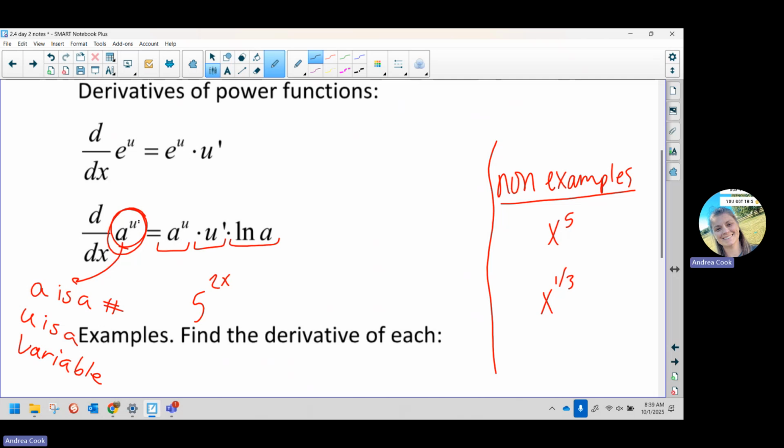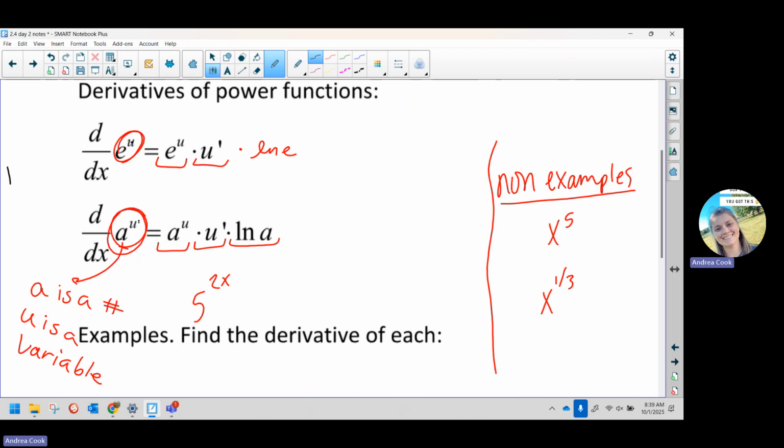e to the u is the same thing. We had already done e to the x, and that was the simplest version. But what if you had an x squared up here, or something more complicated than just x? It goes 3 parts again. e to the u, u prime. At the end, there's an ln e, but we're not going to write it because that comes out to be 1. I'm showing you that so you can find the similarities between these two because you have to memorize them both. They really are both the same. It's just one has an ln e and one has an ln a.